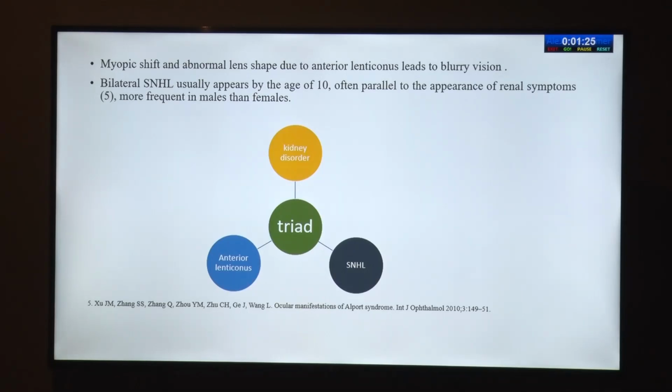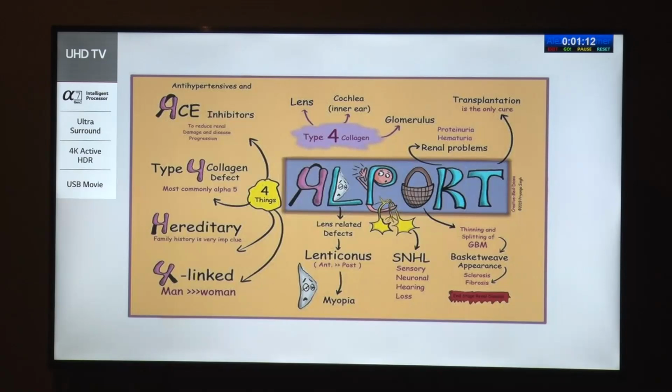Bilateral sensorineural hearing loss usually appears by the age of 10, which goes parallel to the renal symptoms, which are more frequent in males. We will get the triad of kidney disorder, anterior lenticonus, and sensorineural hearing loss in Alport. So this is a short summary about Alport.